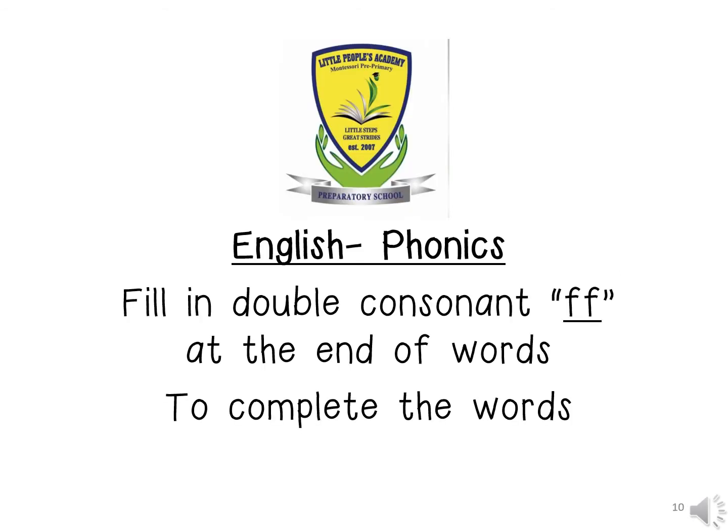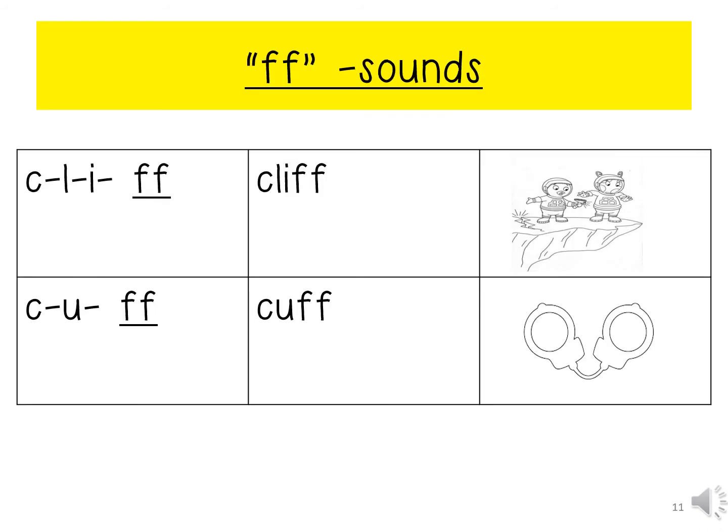Now let us fill in the double consonant, which is the FF sound at the end of words to complete the words. Children, please remember, this activity you will find later on in your workpack. Let us go through the words ending with the FF sounds. K, L, I, F, F makes cliff. K, A, F, F makes cuff.